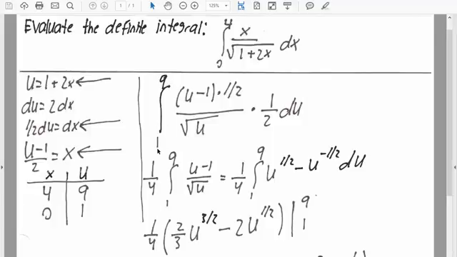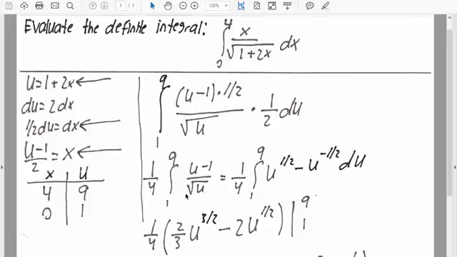So we have 1 to 9. First, actually, x is u minus 1 divided by 2, so u minus 1 times 1/2. And our square root of 1 plus 2x is simply going to be the square root of u. And instead of dx, we use du, so we times 1/2 du. Now to simplify a little bit, we have a 1/2 times a 1/2, so we get a 1/4 of the integral from 1 to 9.